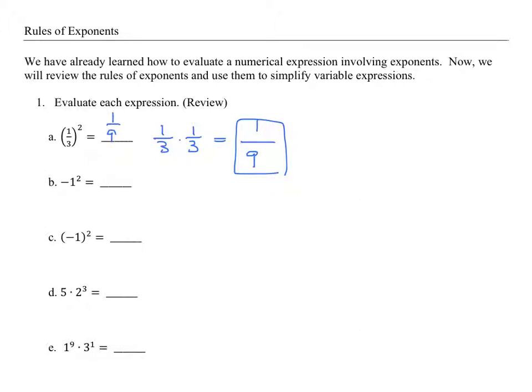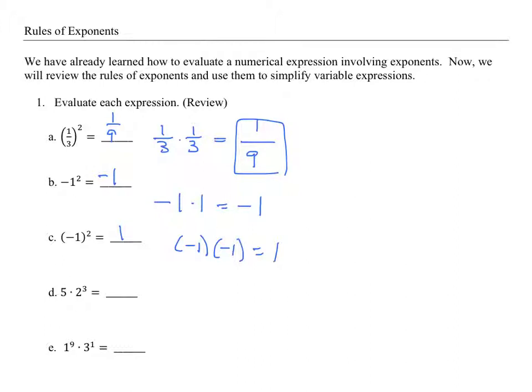Next one, remember we did these? -1 squared. That means the negative is on the outside, and I'm just multiplying the ones together. 1 times 1 is 1, and I still have the negative on the outside, so this will be -1. What about this one? Since the whole thing is in parentheses, it's going to be -1 times -1, which is +1. So when the parentheses are there, you write the negatives with it.